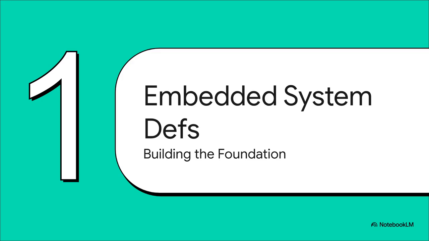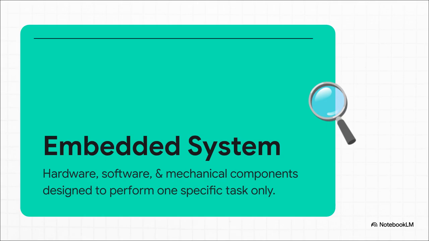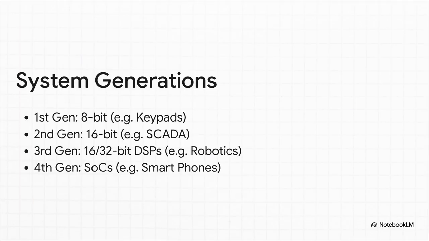Section 1. Defining the embedded system. Building the foundation. The foundational defining trait of an embedded system is incredibly specific. It's a combination of hardware, software, and mechanical components designed to perform one specific task only. Unlike a multi-purpose desktop PC that does a million things, this hyper-specialization is the absolute golden rule that examiners are always looking for. And you know, these systems have evolved dramatically over time.